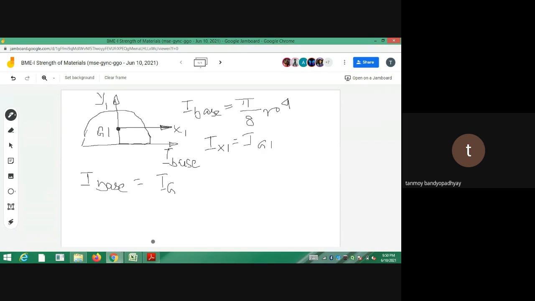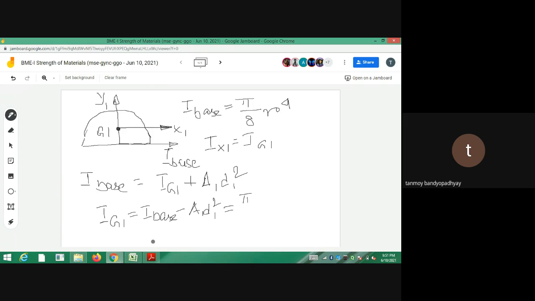G1 is the centroid, so we cannot write the inverted thing like IG1 is equal to I base. We have to write I base equal to IG1 plus A1 D1 square. And if I intend to find IG1, then IG1 will be equal to I base minus A1 into D1 square.